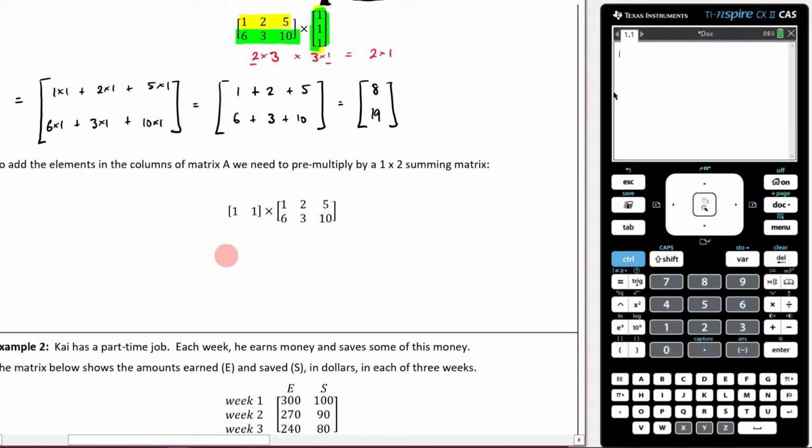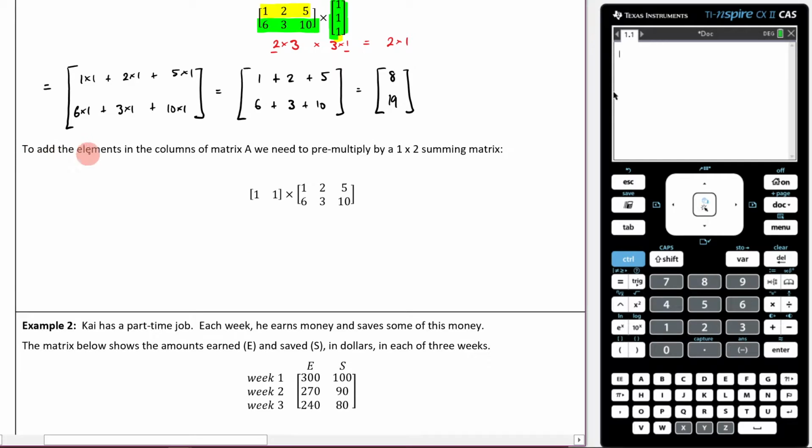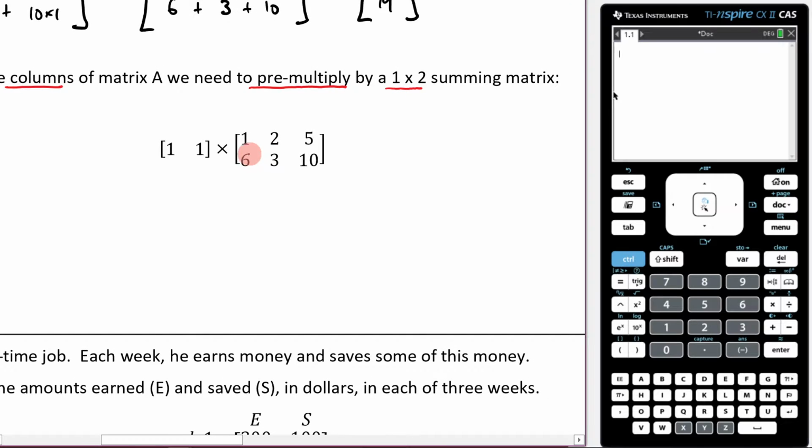Okay, so let's come down here now. It says, to add the elements in the columns of matrix A, we need to pre-multiply by a 1 by 2 summing matrix. So by doing this operation, what the end result is going to be is the addition of all the columns. So what are we going to get as our final answer? Well, we know what the final answer is going to be. It's going to be 1 plus 6 is 7. 2 plus 3 is 5. 5 plus 10 is 15. That's going to be our final answer.